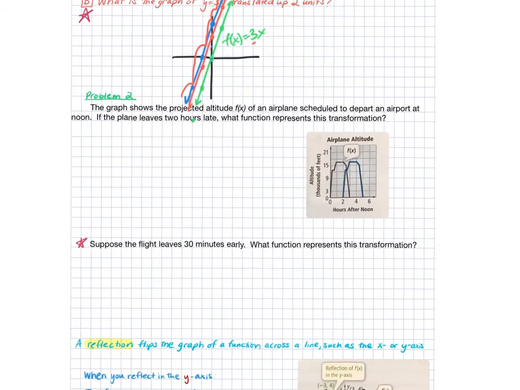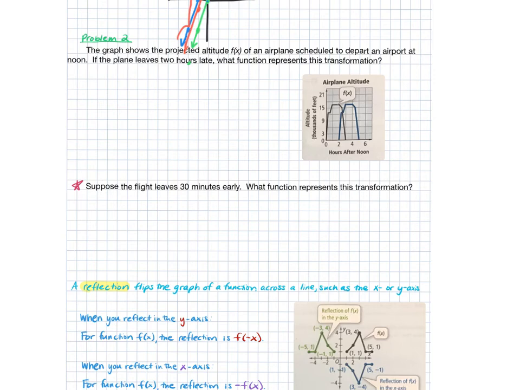Problem 2. This graph shows the projected altitude of an airplane scheduled to depart an airport at noon. If the plane leaves 2 hours late, what function represents this transformation? So let's see, here's our graph. This is if it was on time. But it was 2 hours late, so it's still going to follow the same path, but it moved to the right 2. So this has moved to the right 2.